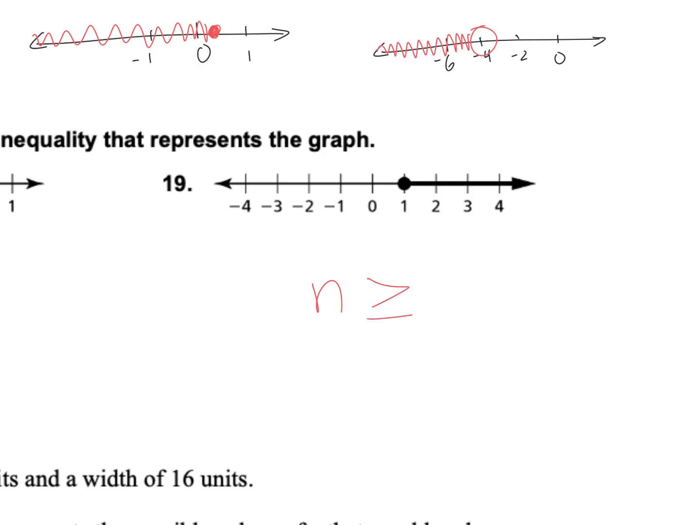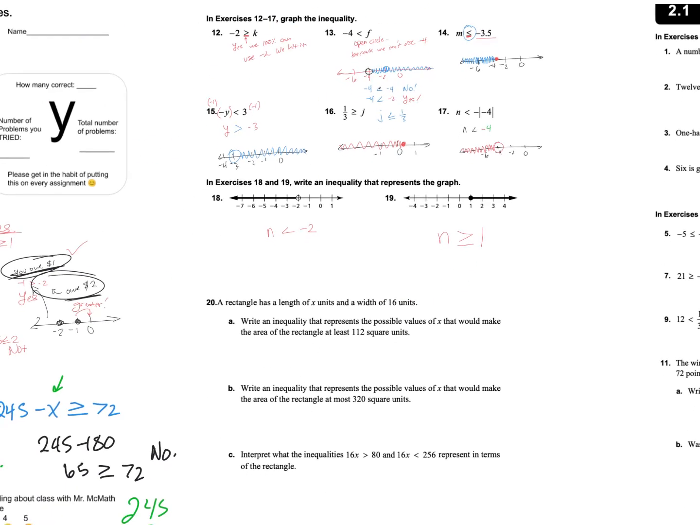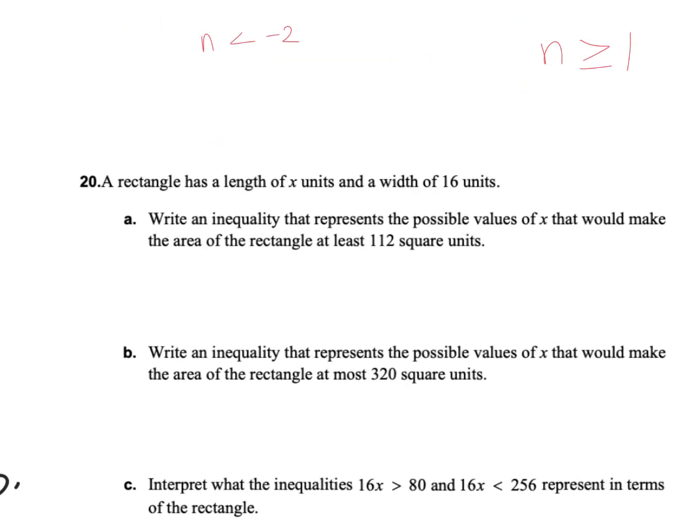N is greater than or equal to 1. So here's what we got. N is the numbers. These are the numbers. They're greater than. They're going that way. They're filled in, so it's equal to. It's 1, so that's 1. Hopefully 18 and 19 did not blow your mind.